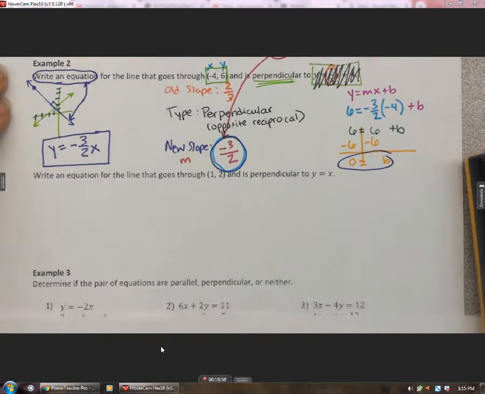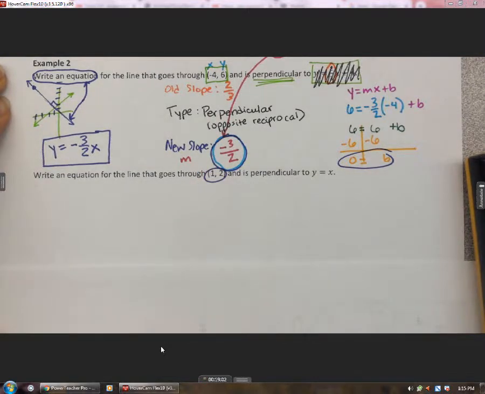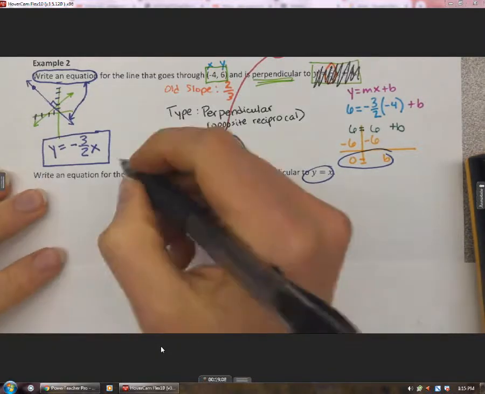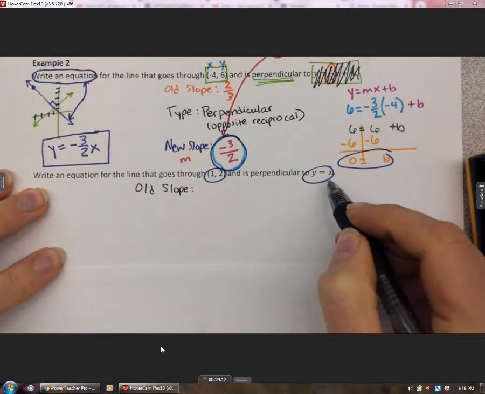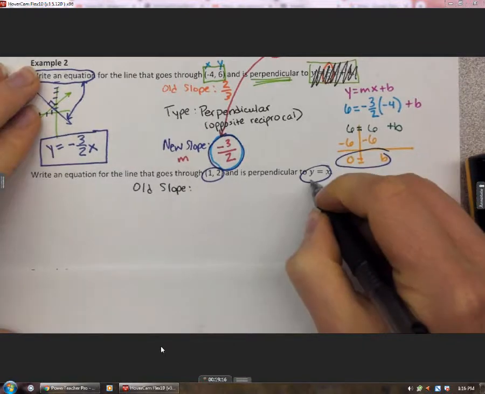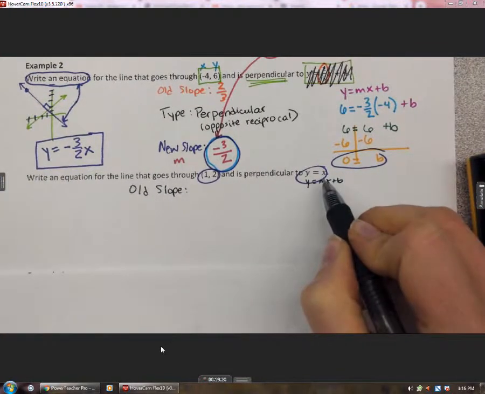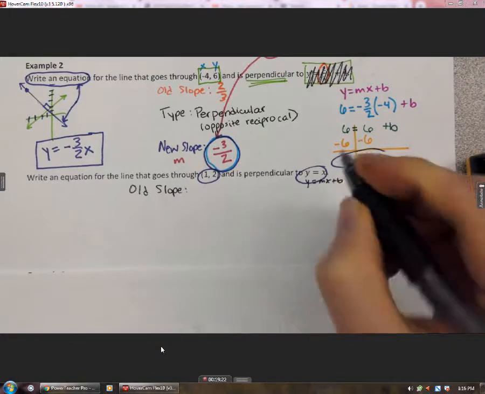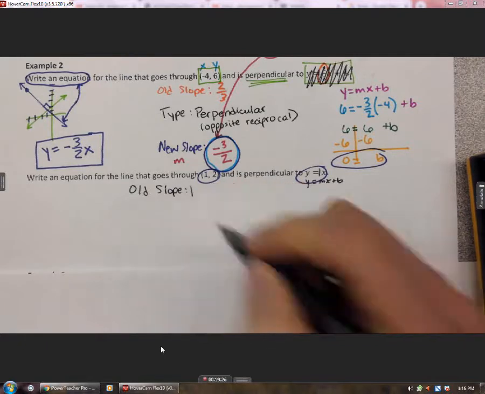Okay, let's try this next one. Write an equation for the line that goes through (1, 2), and it's perpendicular to y equals x. Oh dear, this looks a little different. What's our old slope of this line right here? Y equals mx plus b. There is no m. There's no number in front of it. It's imaginary. It's the number 1. Our old slope is 1.